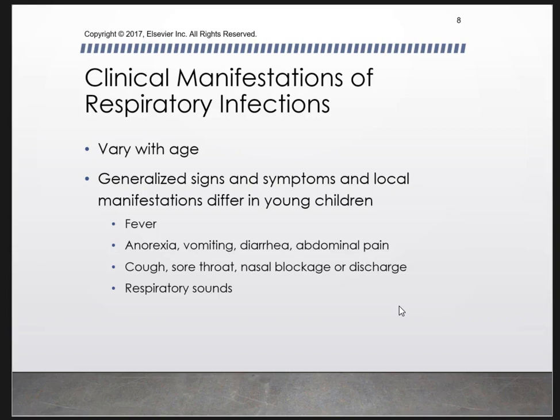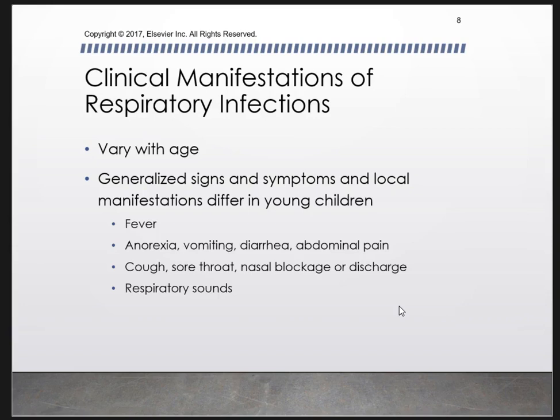But in general, you're going to see these generalized signs: fever, lack of appetite, vomiting, diarrhea, abdominal pain. Those are not very specific. Cough, sore throat, nasal blockage or discharge. Okay, a little bit more specific. Now we know for sure we're talking about upper respiratory.